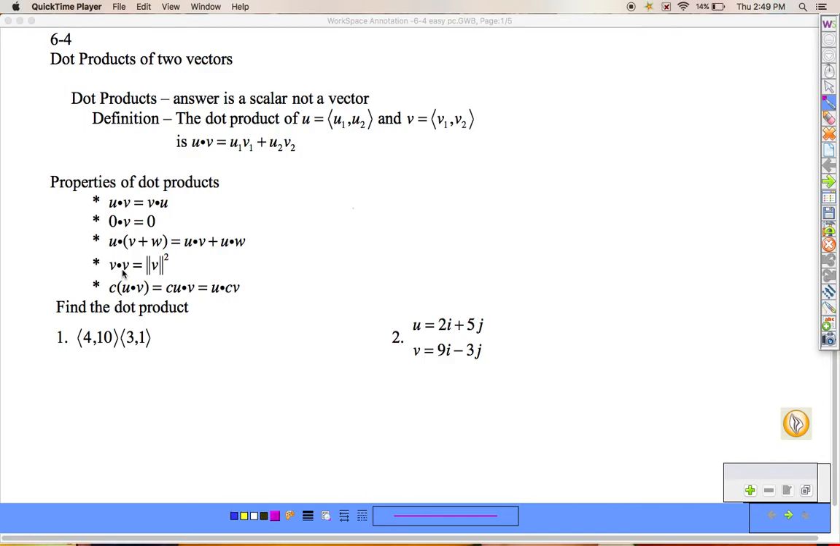v dot v, if you take the dot product of the same vector, you're going to get the length, the magnitude of v squared. So if you have to find the magnitude of a vector squared, you can do v dot v. And lastly, c, which is just a number, times u dot v, you don't distribute into both of them, you distribute into one, and then you dot the rest, or you dot them and multiply.